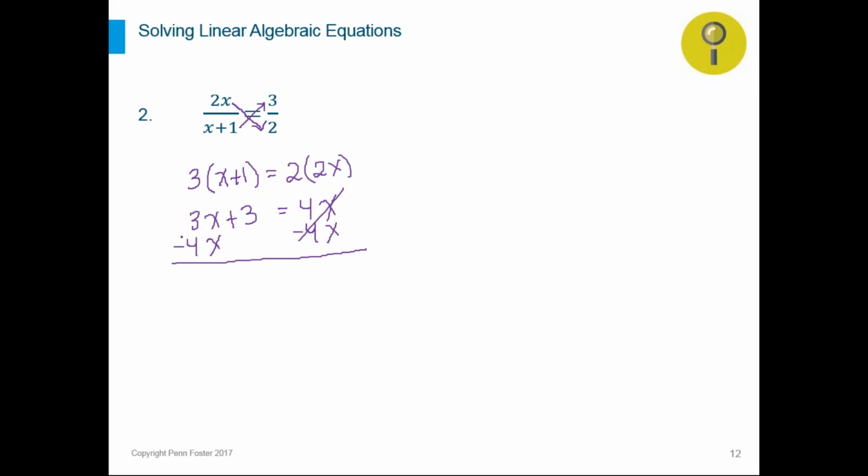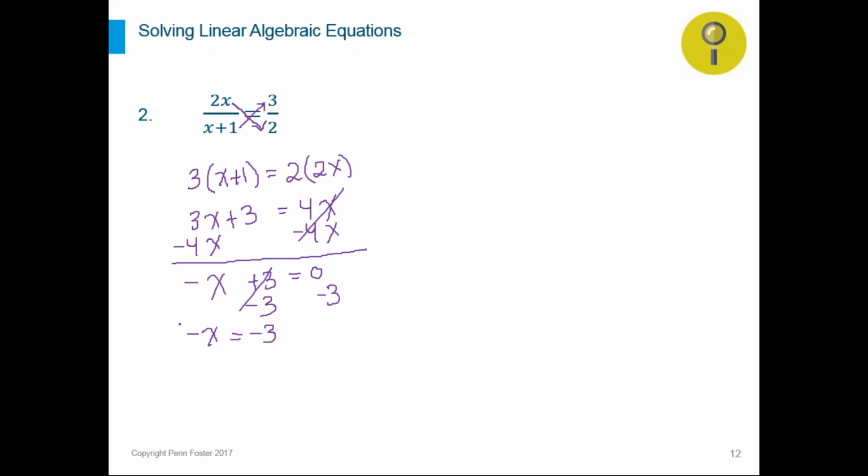And that would be 3 minus 4x. That would be negative 1x. We don't write 1 in algebra. And then plus 3 equals 0. That's a 0 here. Well, that means if I subtracted 3 and subtracted 3, that's gone. Negative x equals negative 3. Well, my variable has a negative 1 coefficient. I need to get rid of that.